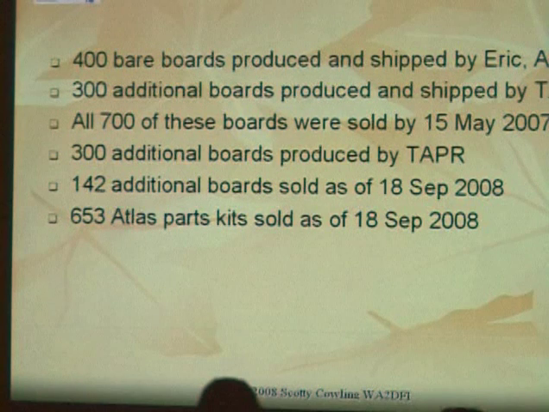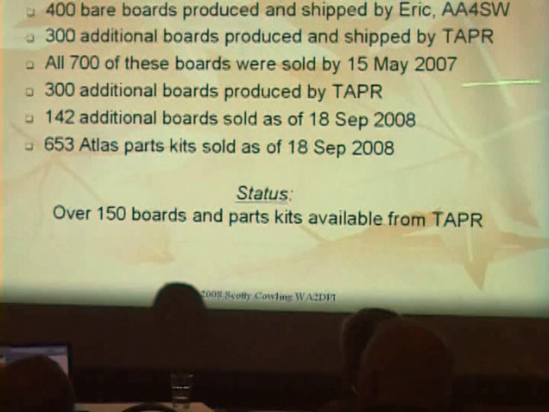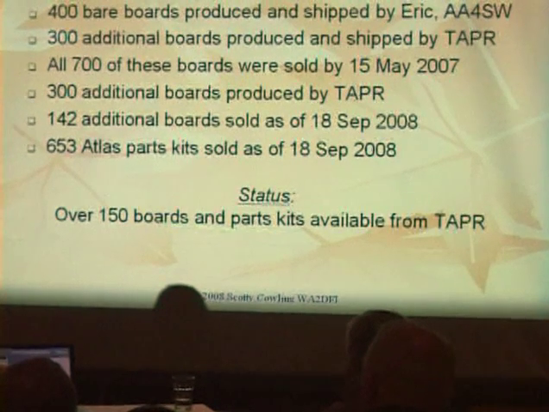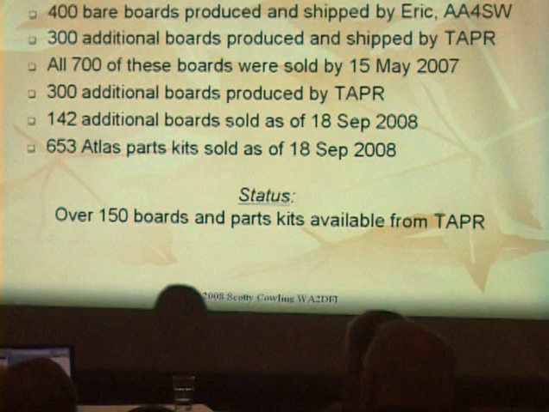Out of the 1,000 boards that there are here, 653 of them have parts kits that are sitting on the shelf or soldered onto them. So the status is now we have over 150 boards and parts kits still available. These are easy because when we run out, we just buy another run of 100 boards and we can buy the parts in low volume, and it's not really a big deal. So you don't have to be panicked that there's only 150. More will be forthcoming. As you can see up here, there are several builds that happen.